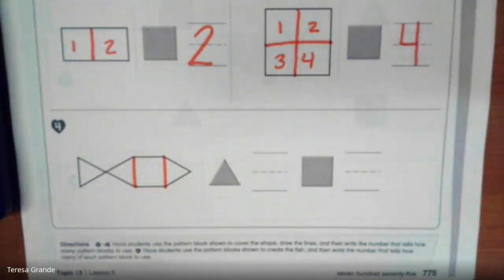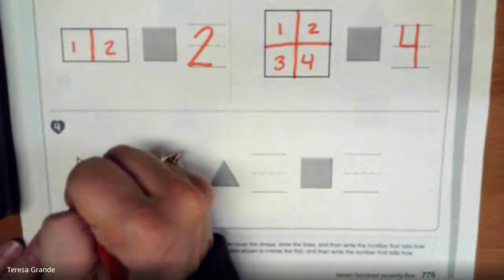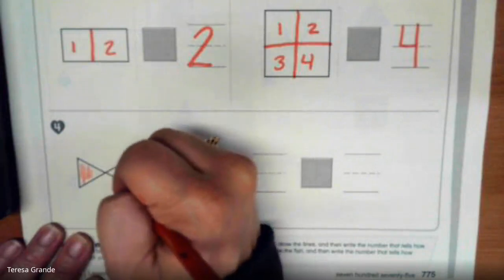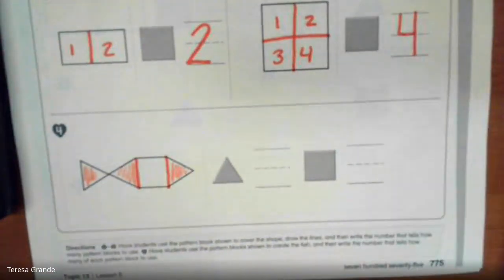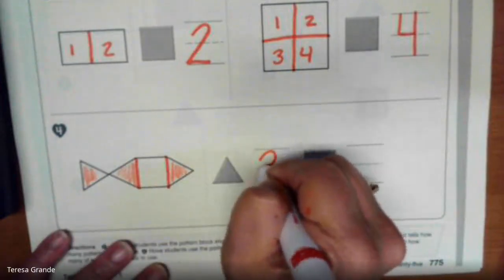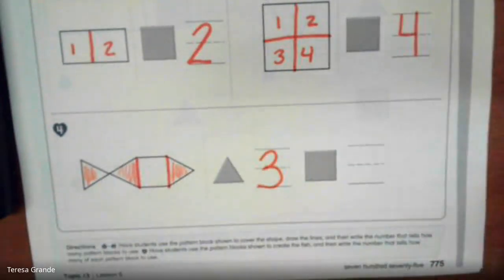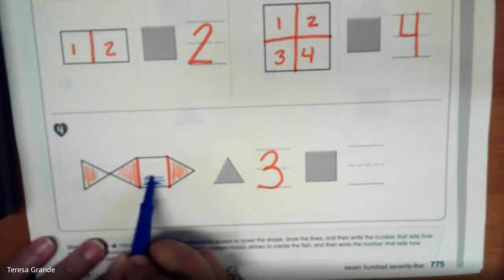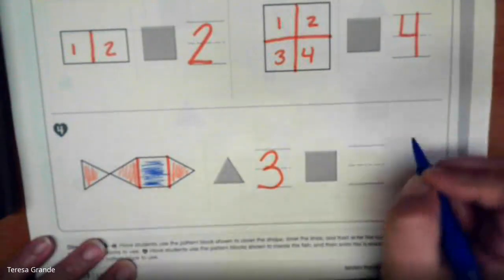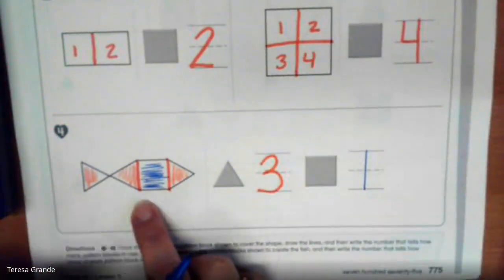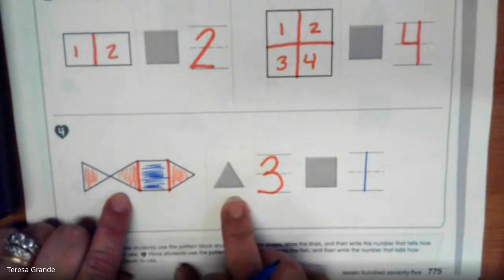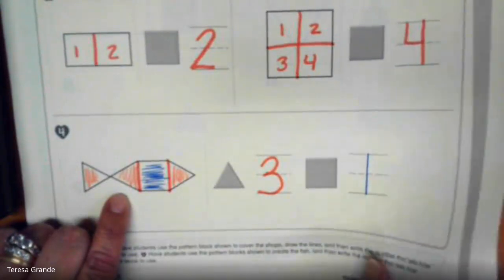So what do I have? Let's see. I have 1, 2, 3 triangles. Let's write the number 3. And let's see how many squares I have. I have 1 square. So from this shape, I used 3 triangles and 1 square.